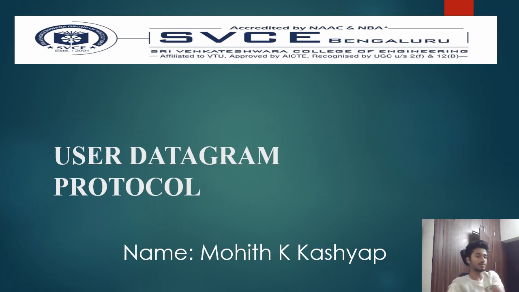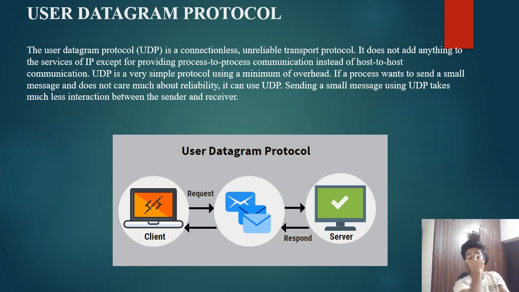So moving on to the next slide. So what is the User Datagram Protocol? The User Datagram Protocol is a connectionless, unreliable transport protocol. It does not add anything to the service of IP except for providing process-to-process communication instead of host-to-host communication. UDP is a very simple protocol using a minimum overhead. If a process wants to send a small message and does not care about reliability, it can use UDP. Sending a small message using UDP takes much less interaction between sender and receiver.